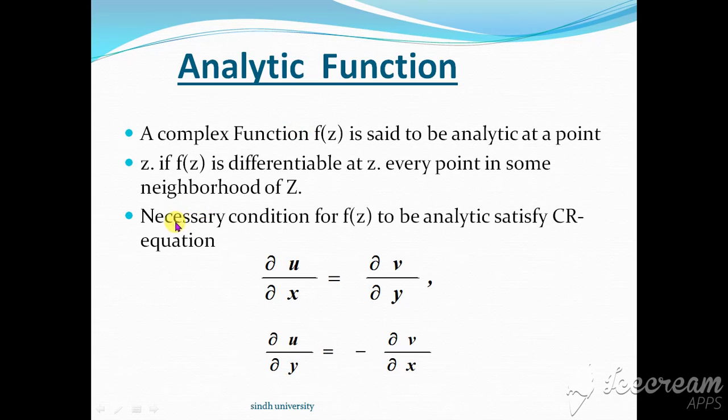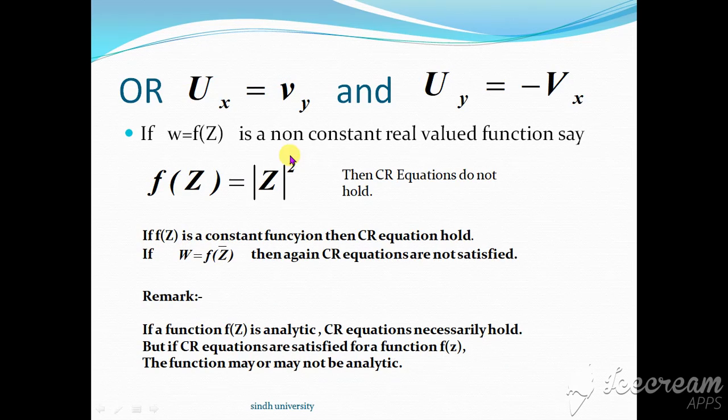The necessary conditions for f of z to be analytic: it must satisfy the CR equations. Partial u with respect to x is equal to partial v with respect to y, and partial u with respect to y is equal to minus partial v with respect to x. That's it. Let's move on.